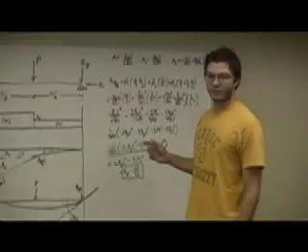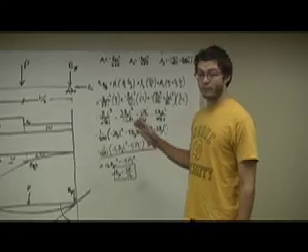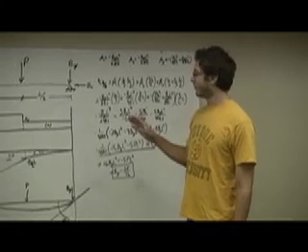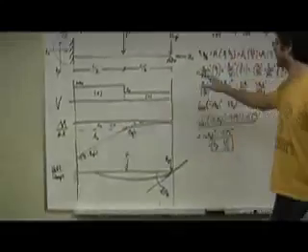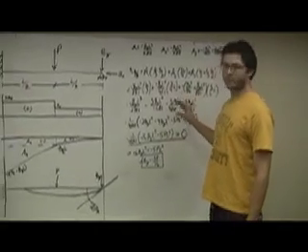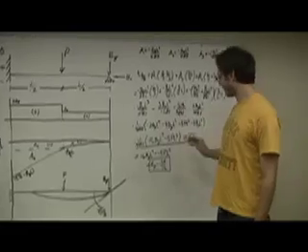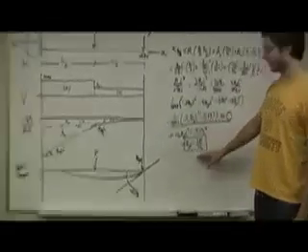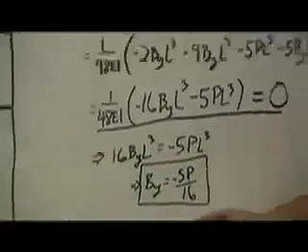To recap, what we did was we put everything into the form of a reaction at A. We took that to find the moment areas for all of these, and put that into the moment area equation times the centroid to find what the displacement at B would have been. Setting that displacement to 0, we got our final solution of BY is equal to negative 5P over 16. And that concludes our problem.